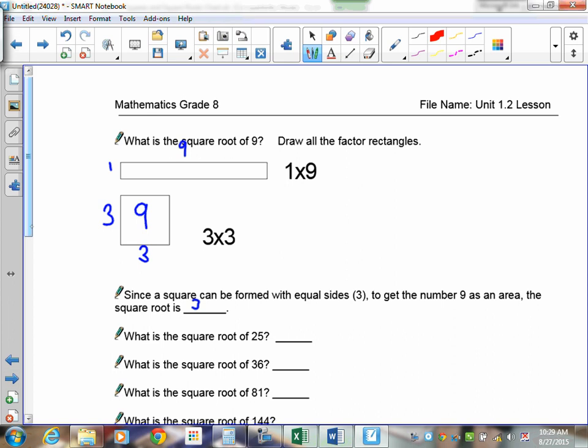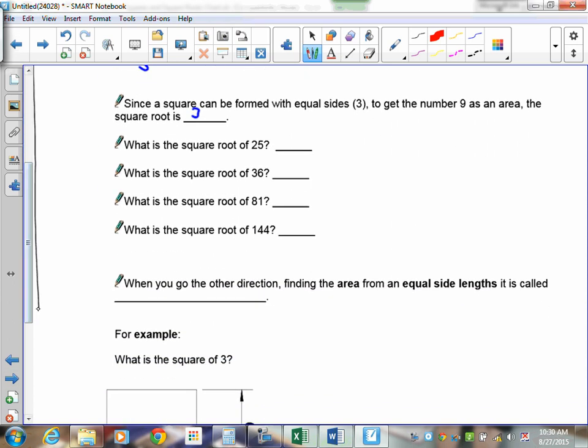So let's see if you can find the square roots of these. Now, I made them fairly easy. If you have to use your calculator to find the square root, you can. But you should know your times tables for most of them. So I'm going to give you a couple of seconds. I want you to find the square roots of these numbers. So pause the recording and do that.